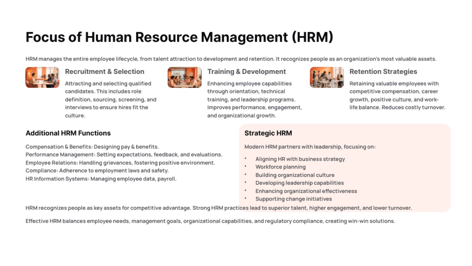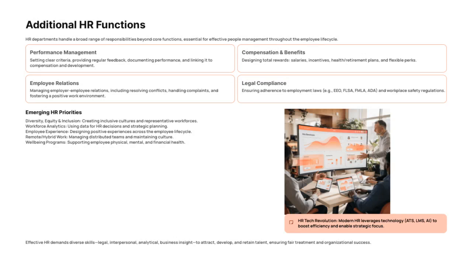with strategic objectives. Effective HR requires a diverse set of skills, including legal knowledge, strong interpersonal abilities, analytical thinking, and business insight. These skills are essential to attract, develop, and retain talent, ensuring that everyone is treated fairly and that the organization succeeds. Now, let's talk about the HR tech revolution. Modern HR leverages technology such as applicant tracking systems, learning management systems, and artificial intelligence. These tools help boost efficiency and allow HR teams to focus more on strategic initiatives rather than manual tasks.